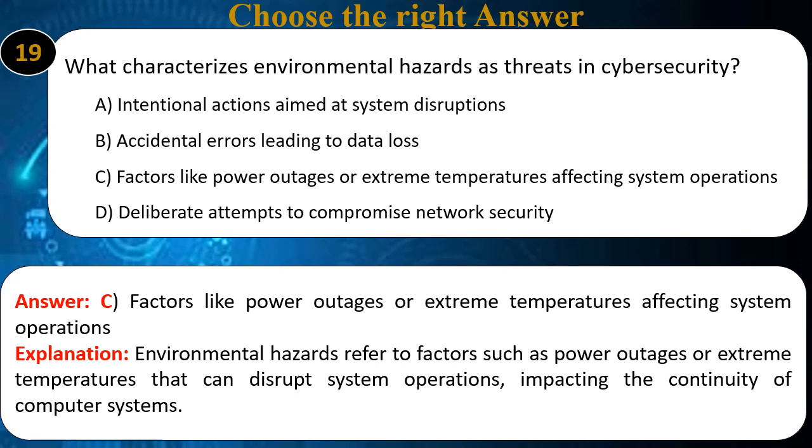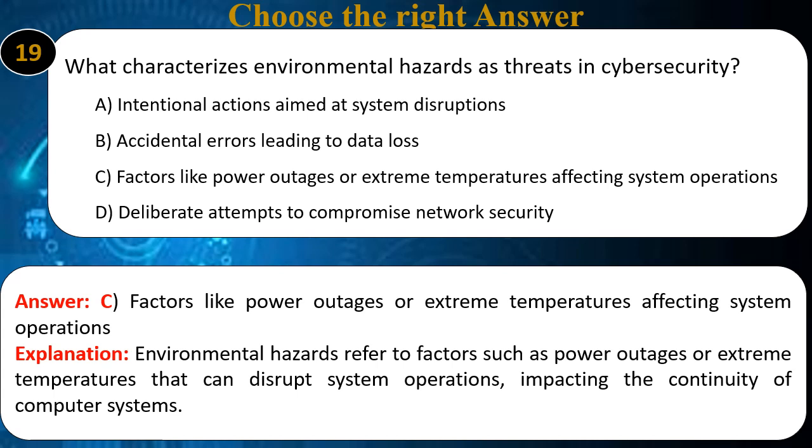Factors like power outages or extreme temperatures affecting system operations. Unlike malicious threats involving human intention, environmental hazards pose unintentional risks to cybersecurity through natural or accidental factors. Think of it like this. A hacker deliberately launching a cyber attack is a malicious threat. A computer crashing due to a sudden power outage is an environmental hazard. Here are some specific examples of environmental hazards in cybersecurity.